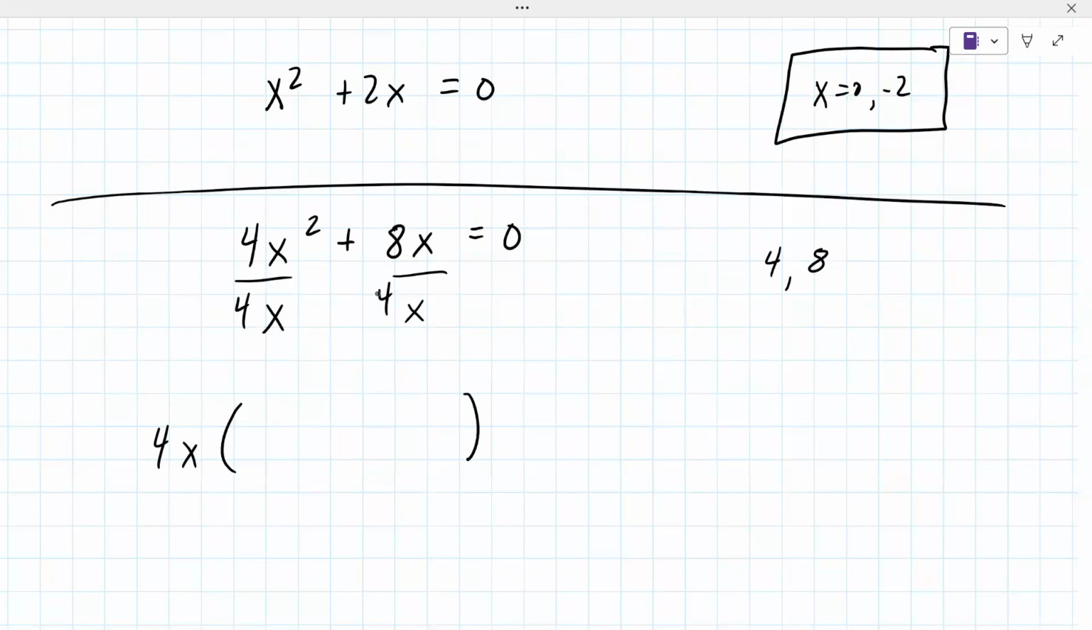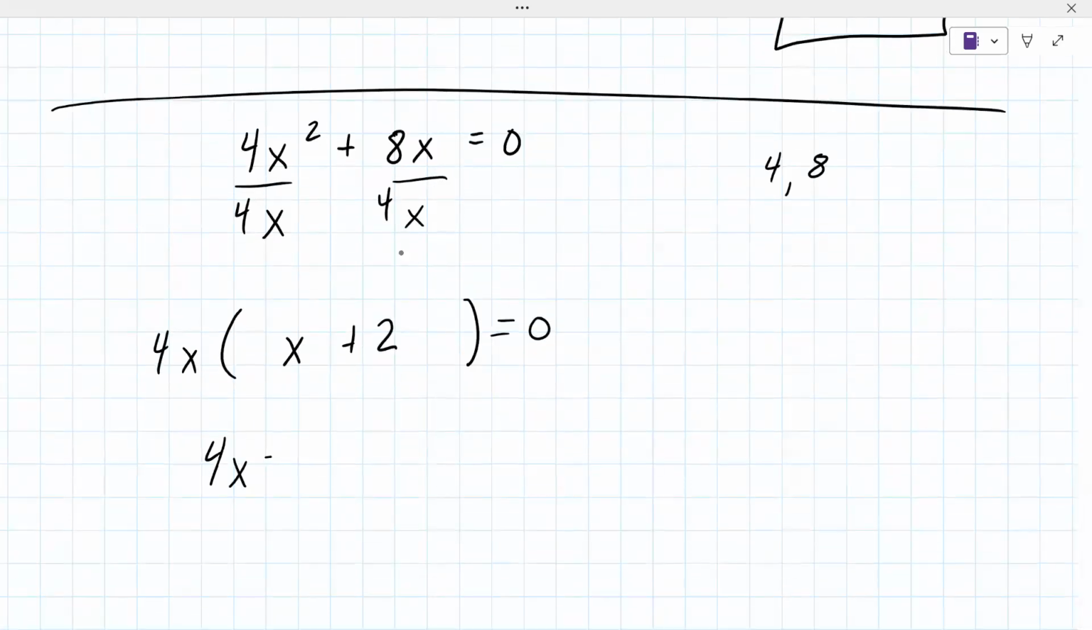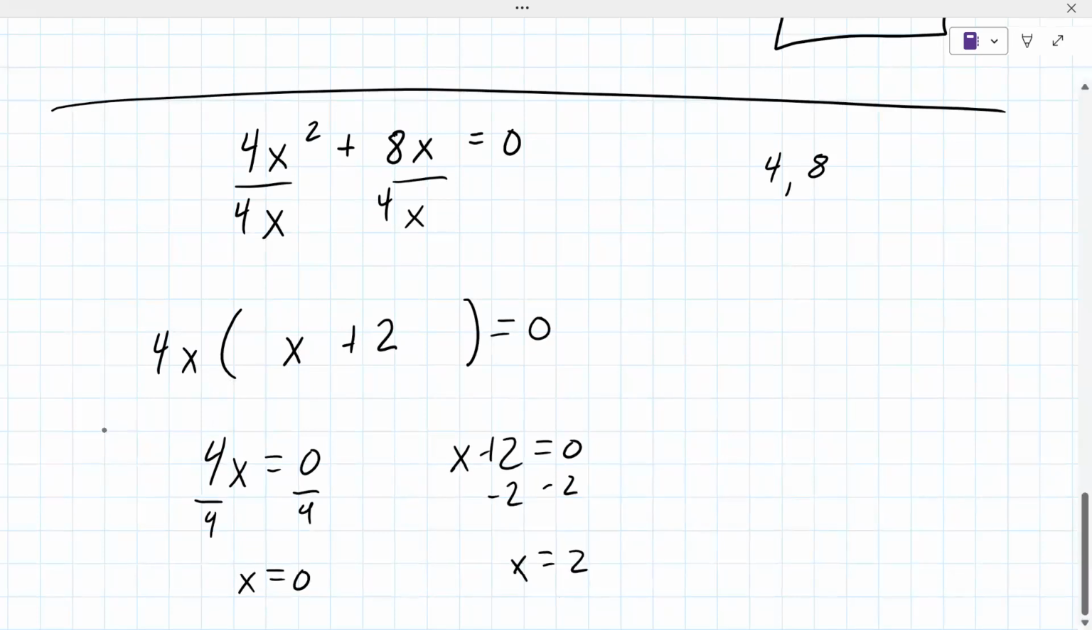Tell me what goes on the inside. 4x plus 2. So the 4's cancel though. Oh, so x plus 2. x plus 2. Okay, so now when you set 4x equal to 0 and x plus 2 equal to 0, on the left you're dividing by 4, so x equals 0. On the right you're subtracting 2, so x equals -2. Is that okay? Yeah.